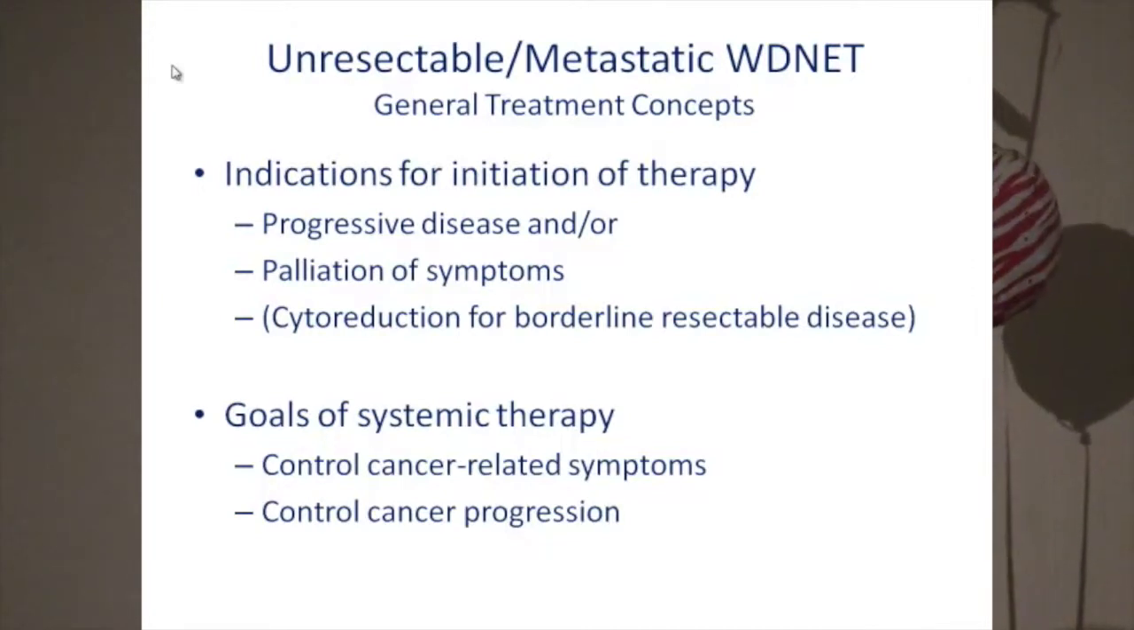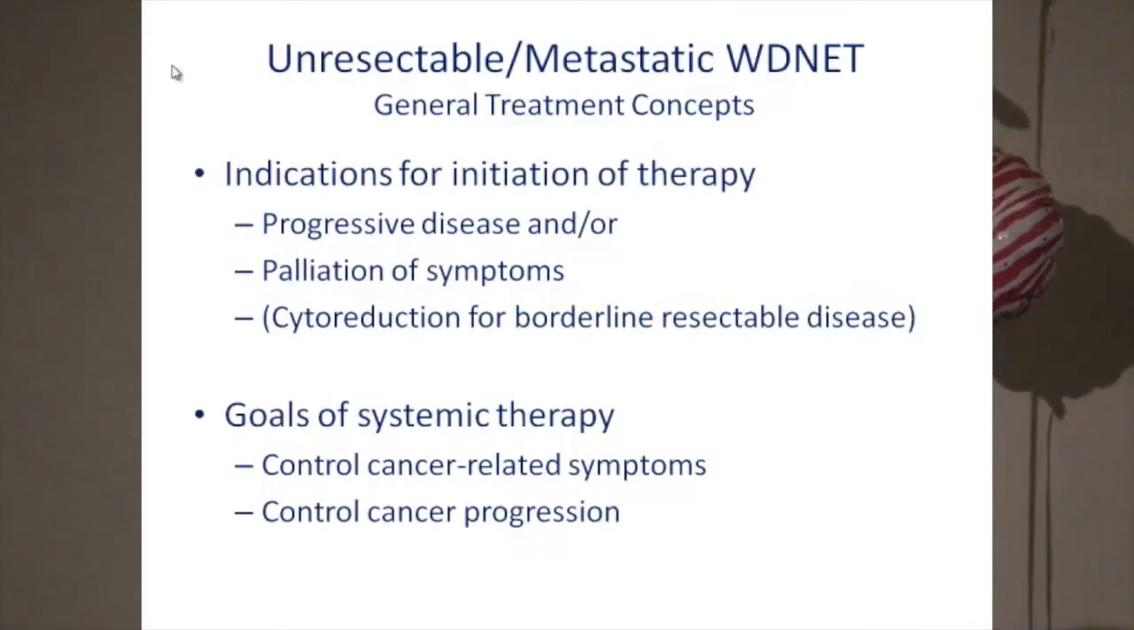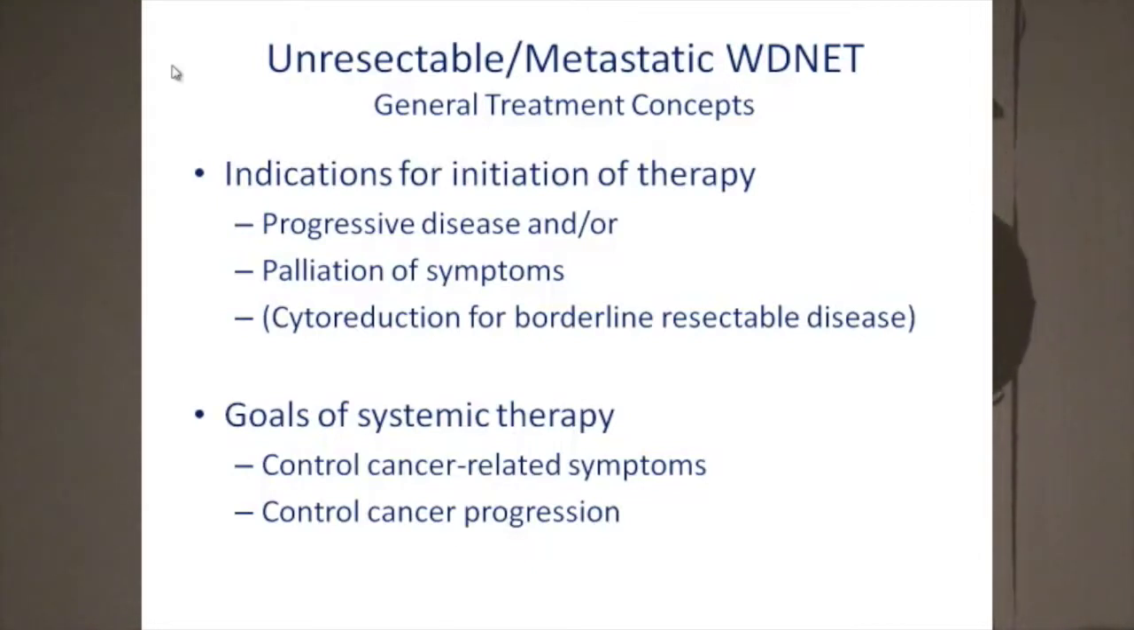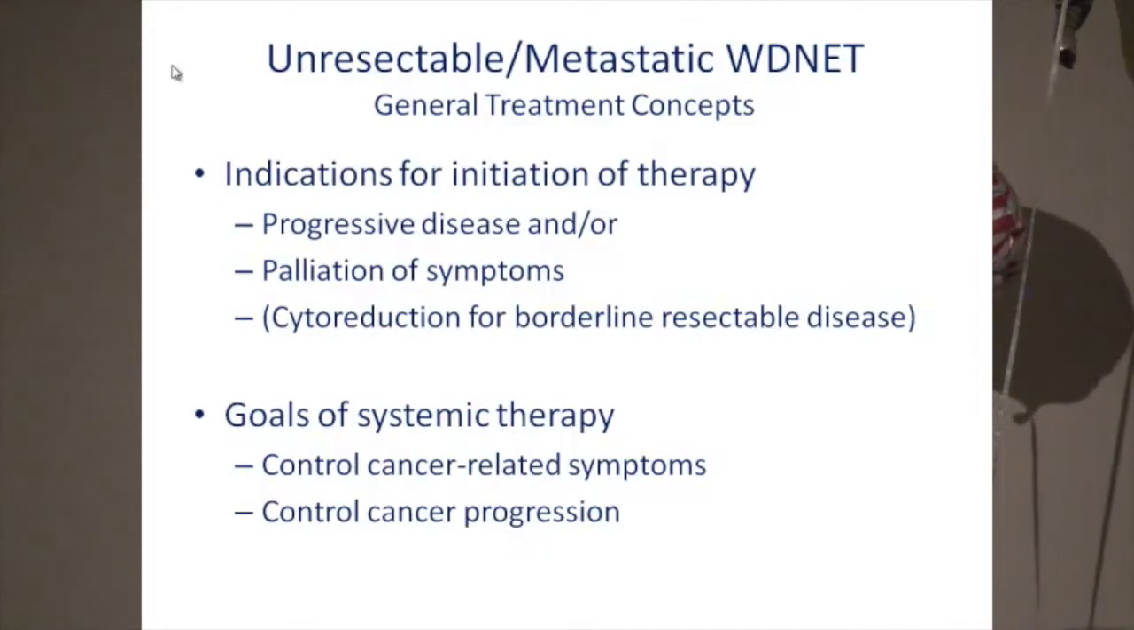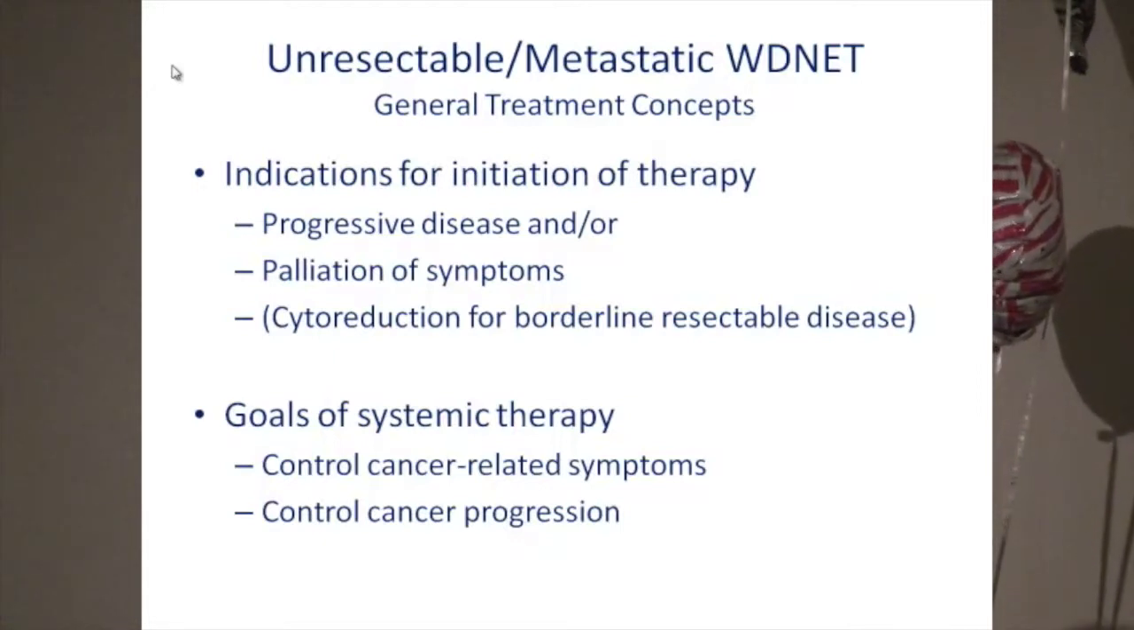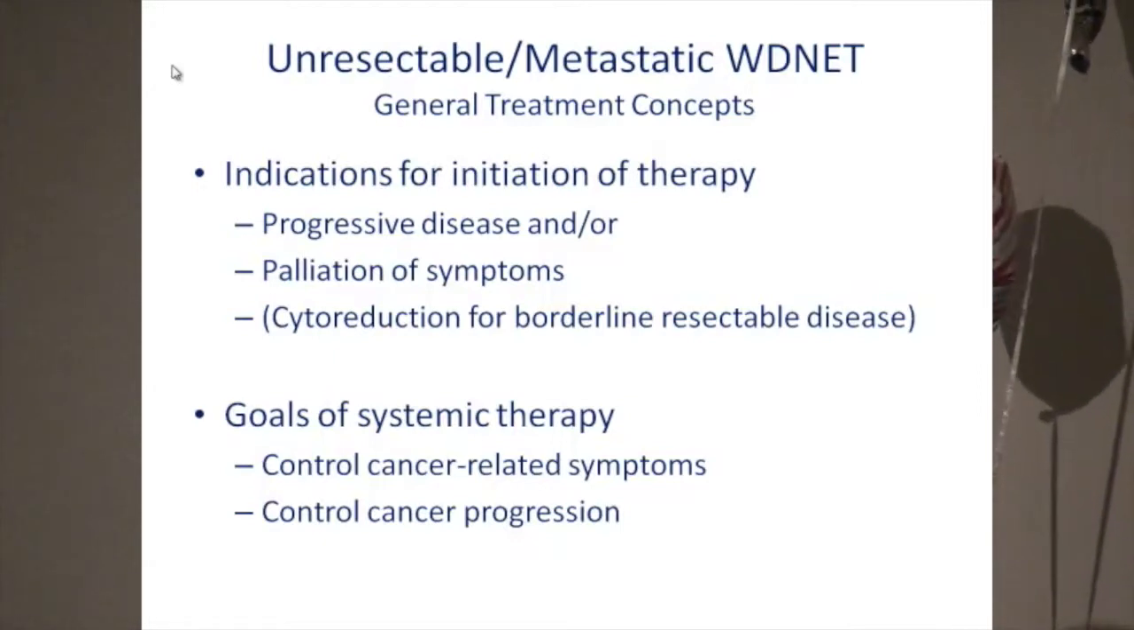So the other reason is called cytoreduction of borderline resectable disease, meaning reduce the tumor enough so that maybe they can go to surgery to do resection. The other things to remember when you're selecting an agent or deciding to start therapy is the goals of systemic therapy.